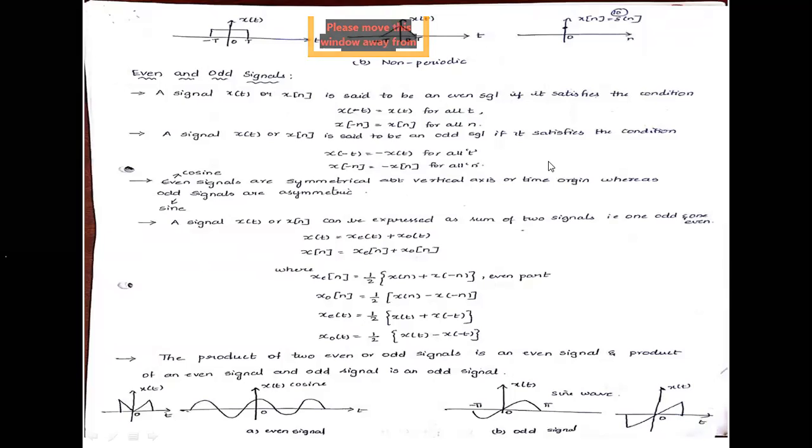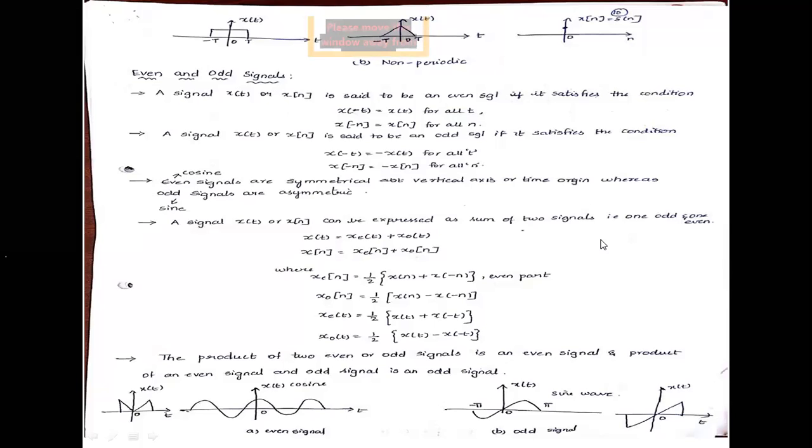See the example here: even cosine signals are symmetrical, and the sine signals are asymmetric about the vertical axis of the time origin, whereas odd signals are asymmetric. Symmetric and asymmetric: symmetric are cosine functions, asymmetric are the sine functions. Okay. And these even functions and odd functions again can be combined, having a combination of even and odd functions.